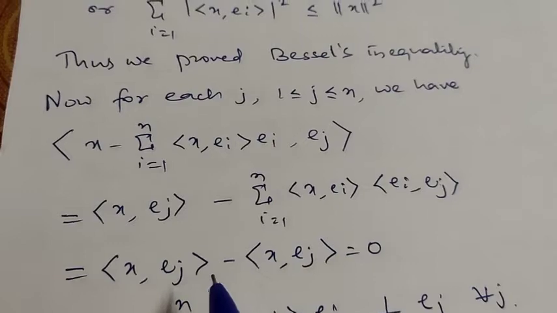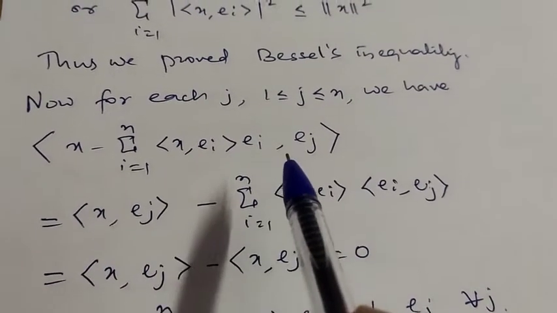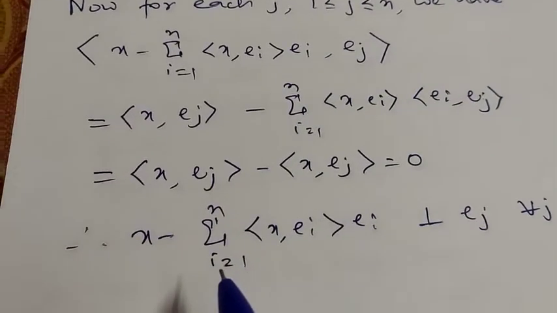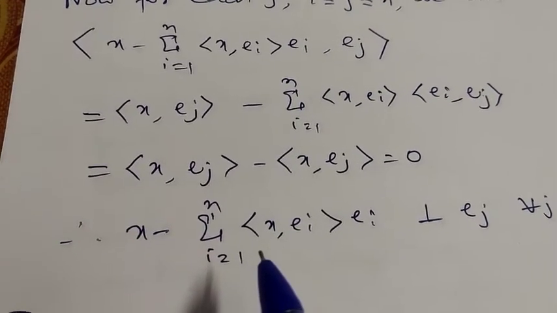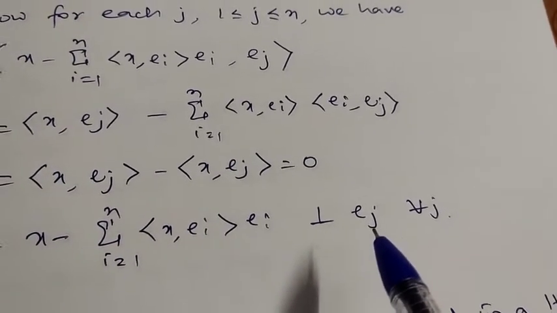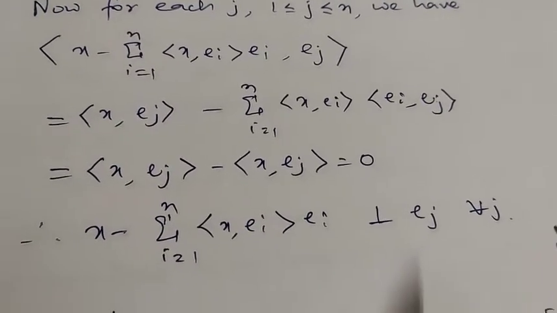So (x comma ej) minus (x comma ej) is 0, means the inner product of this term and this term is 0, means the first term, x minus summation i equal to 1 to n of (x comma ei) into ei, is orthogonal to ej for each j. So we have proved the theorem. Okay.